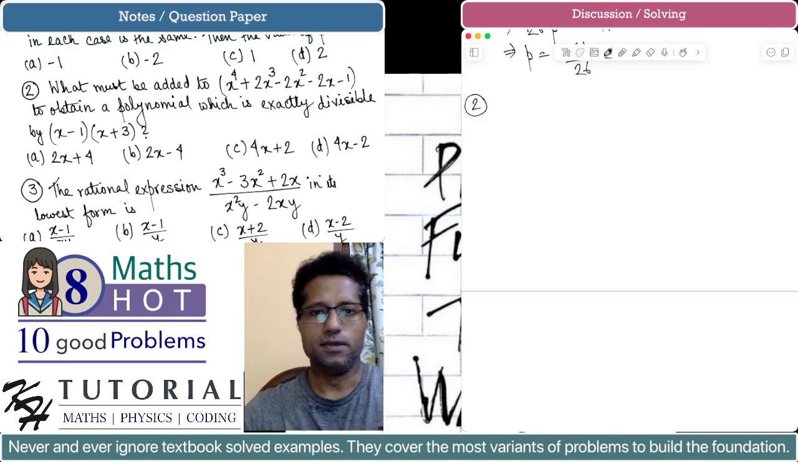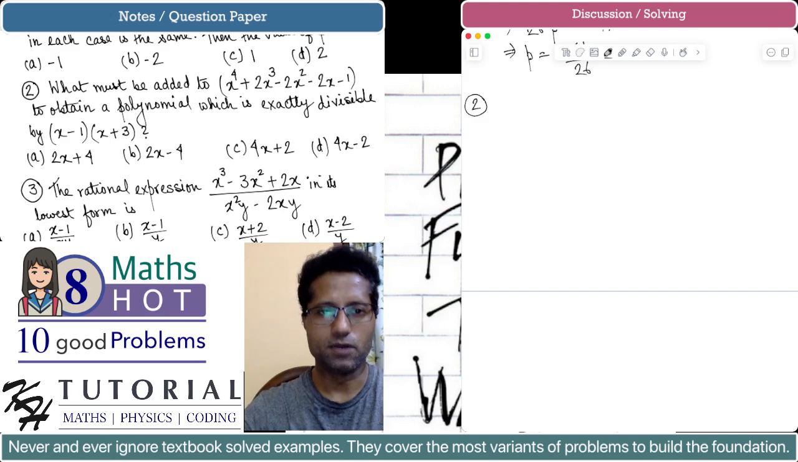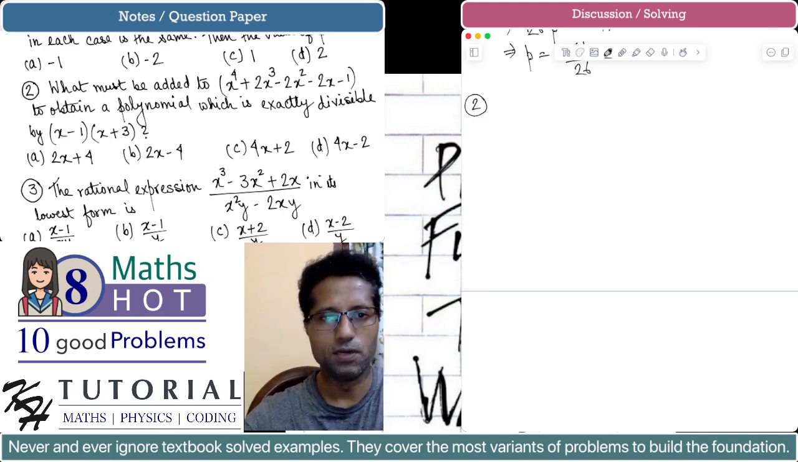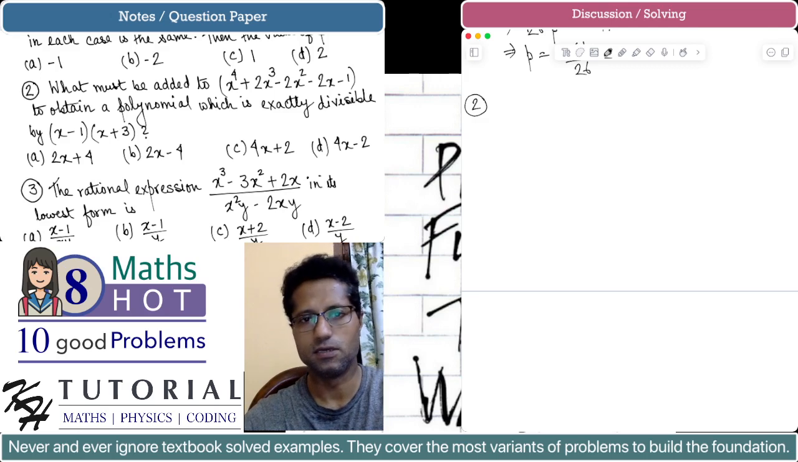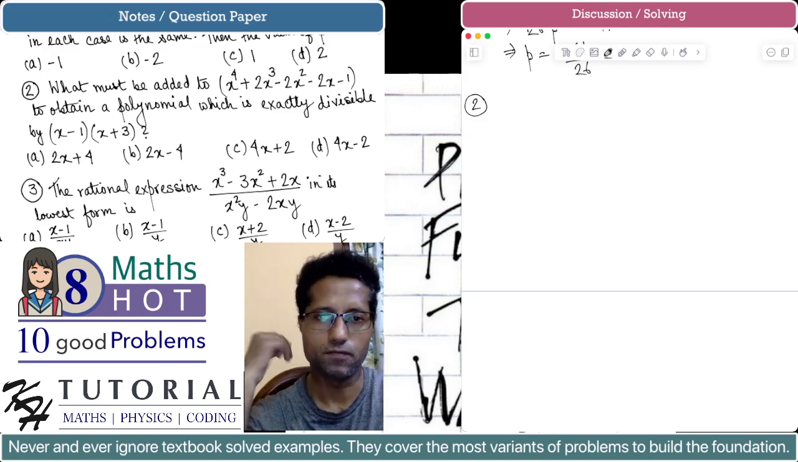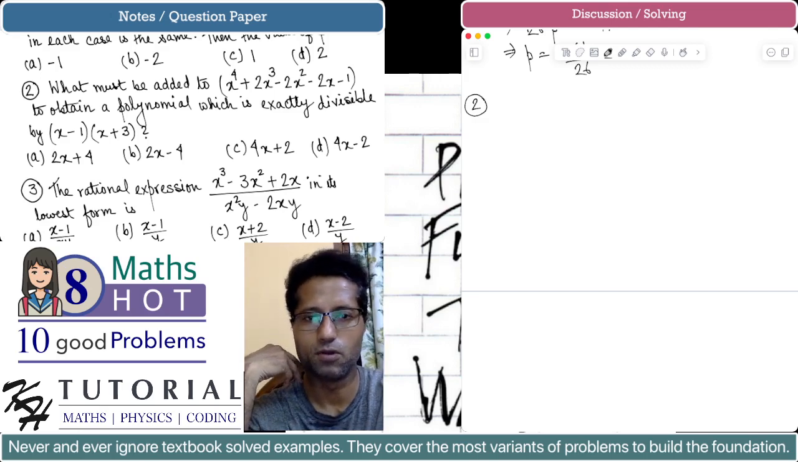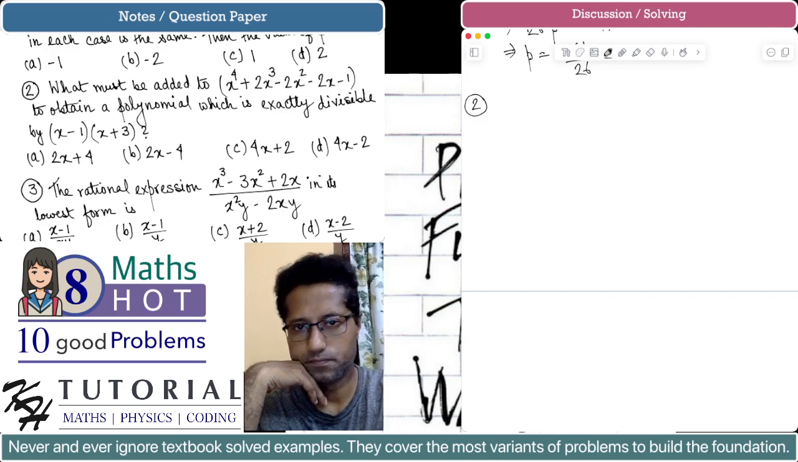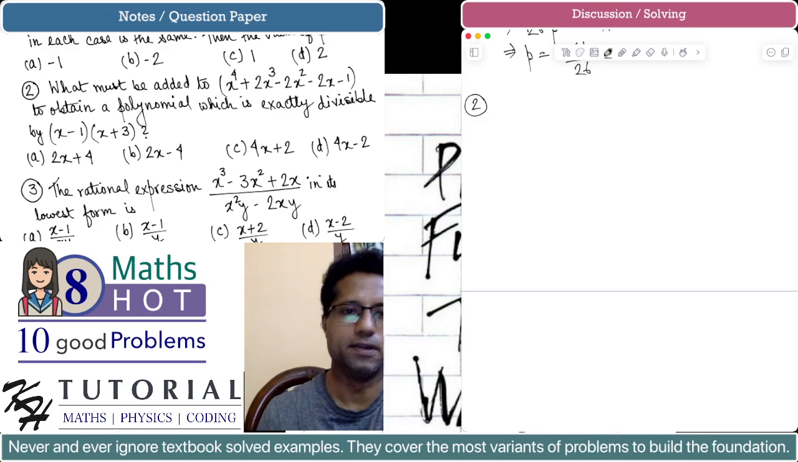Now it is exactly divisible by x minus 1 into x plus 3. It does not mean that it will be equal to x minus 1 into x plus 3. It just means that the product of x minus 1 and x plus 3, whatever that polynomial is, will be a factor of the given polynomial, that is the polynomial of degree 4. Now what must be added to it?